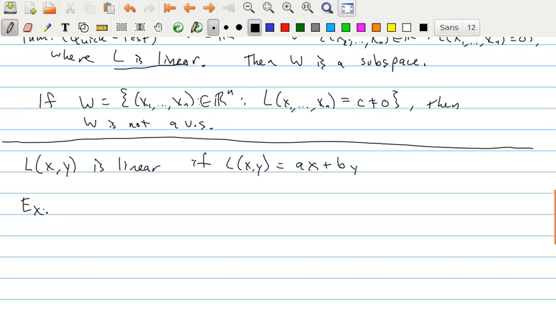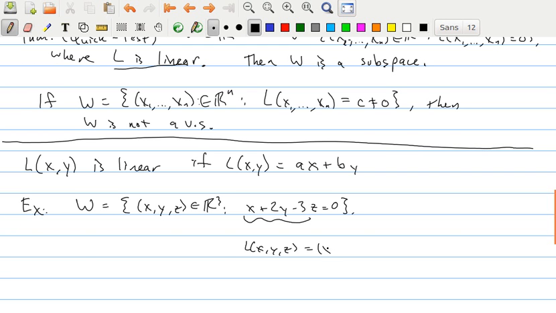Let's look at an example of where this might fail and where this might pass. So first, an example. Let's say W is the set of all vectors in R3 such that x plus 2y minus 3z equals 0. Well, this right here is our linear function, L of x, y, z equals 1x plus 2y minus 3z. That is a linear function, and it's equal to 0. So W is a subspace.